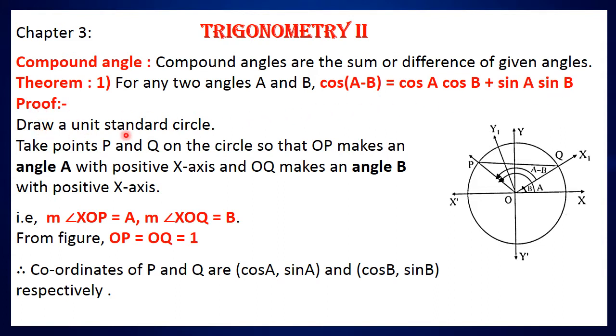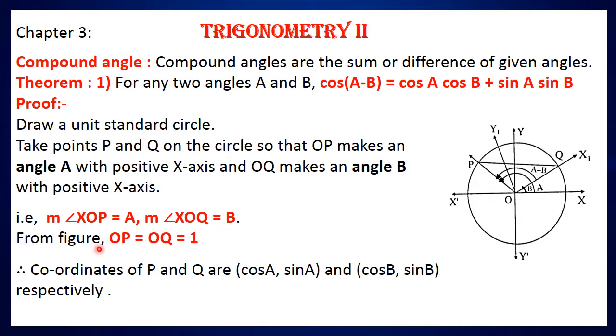Draw a standard unit circle. Unit circle means radius 1. Take points P and Q on the circle so that OP makes an angle A with the positive x-axis and OQ makes an angle B with the positive x-axis. You can see all these details in this diagram. That is, measure of angle XOP is A and measure of angle XOQ is B.